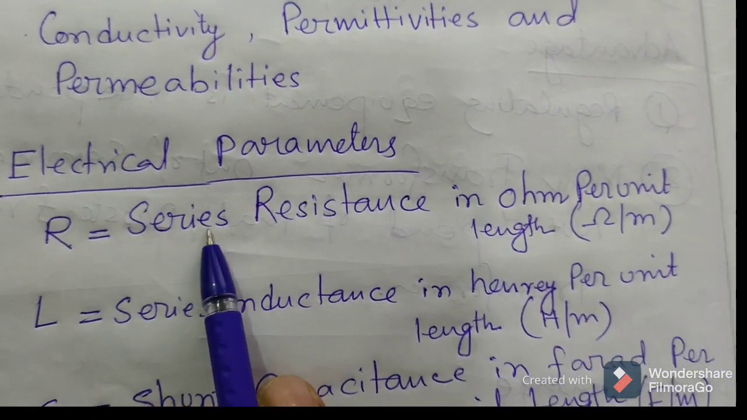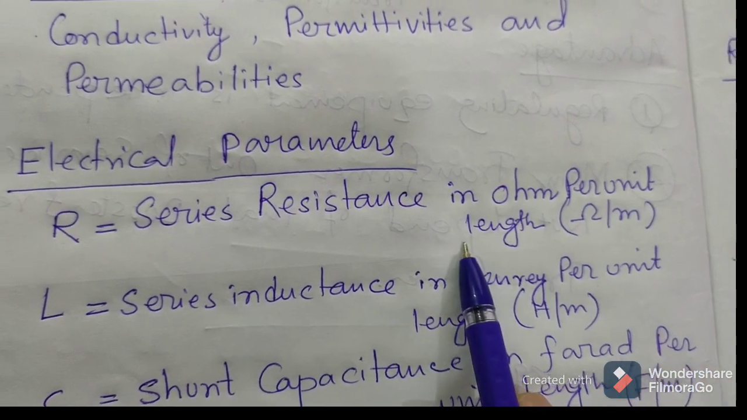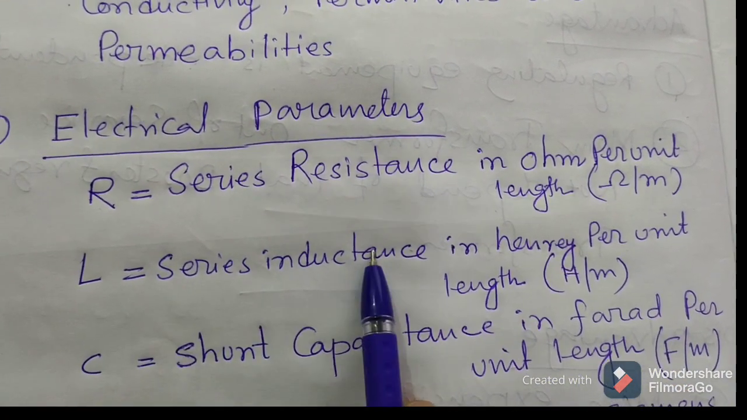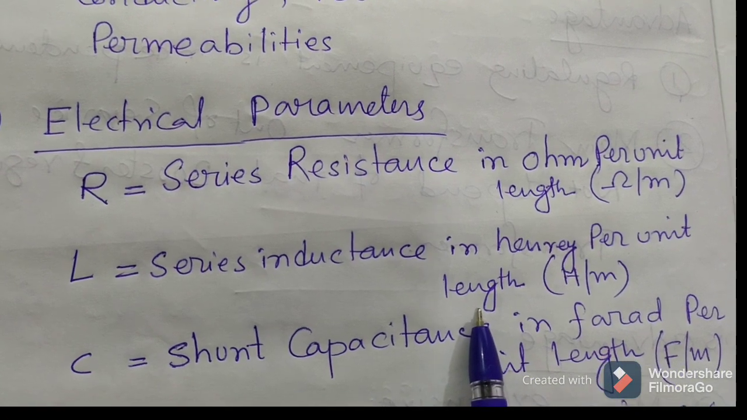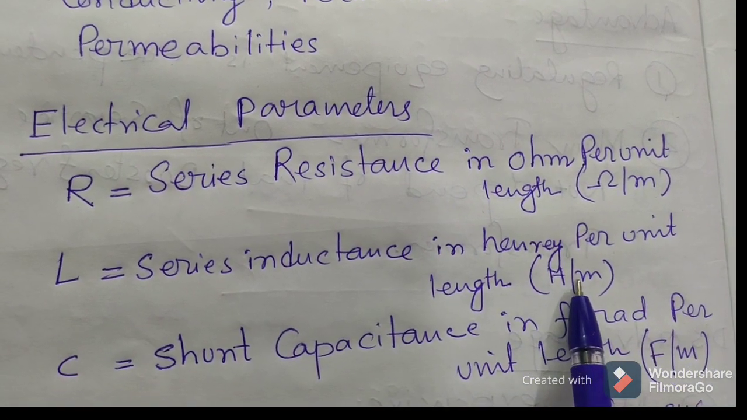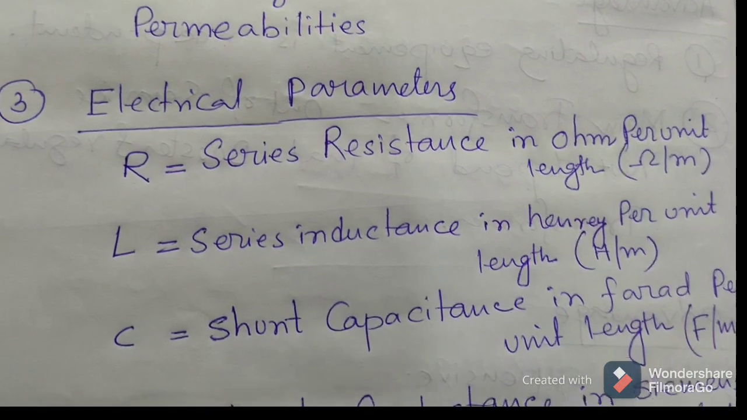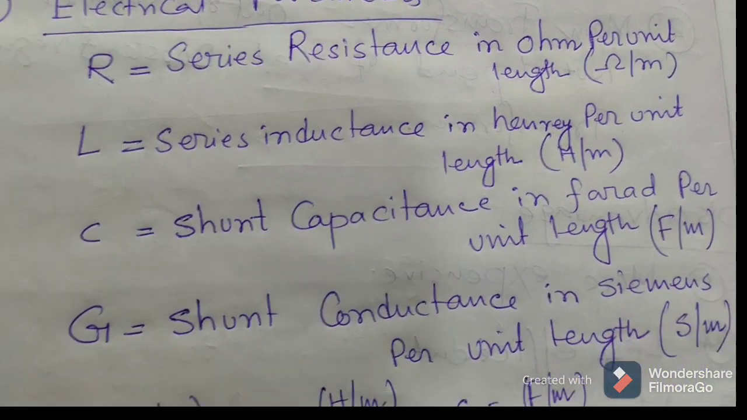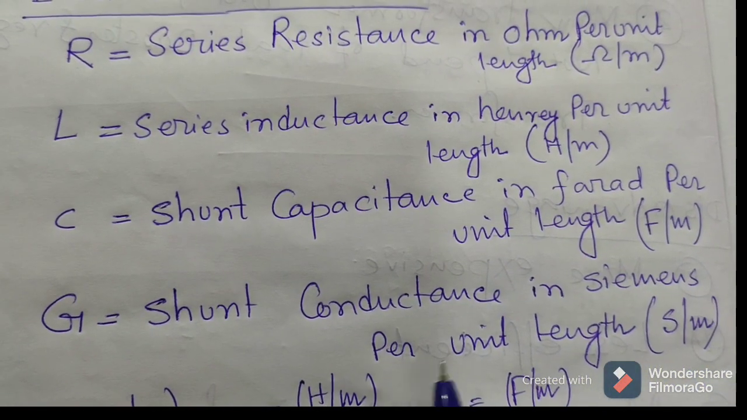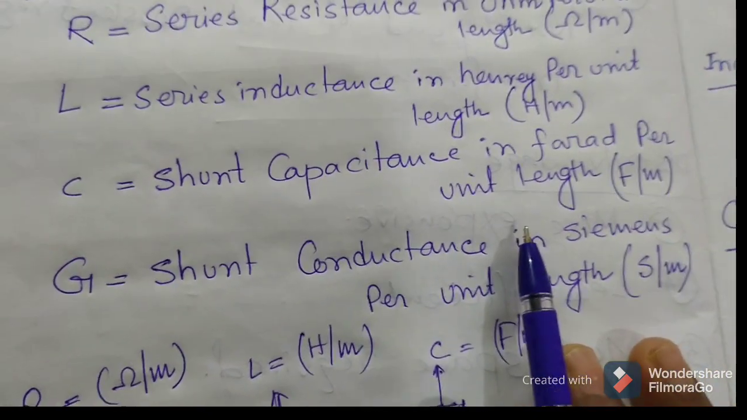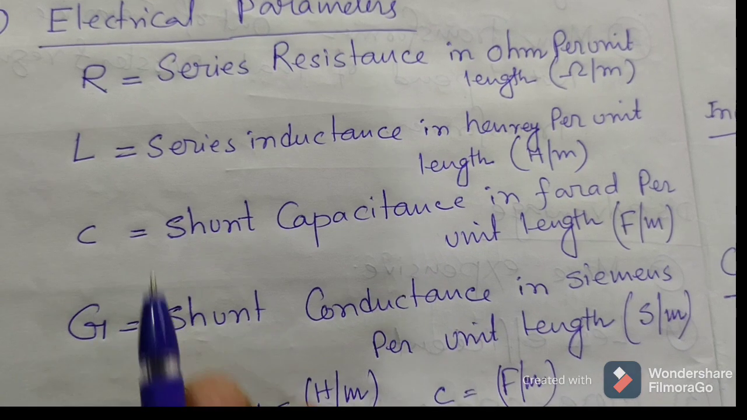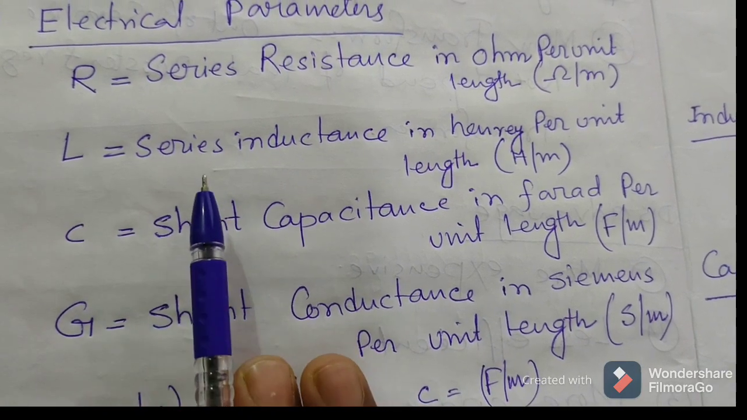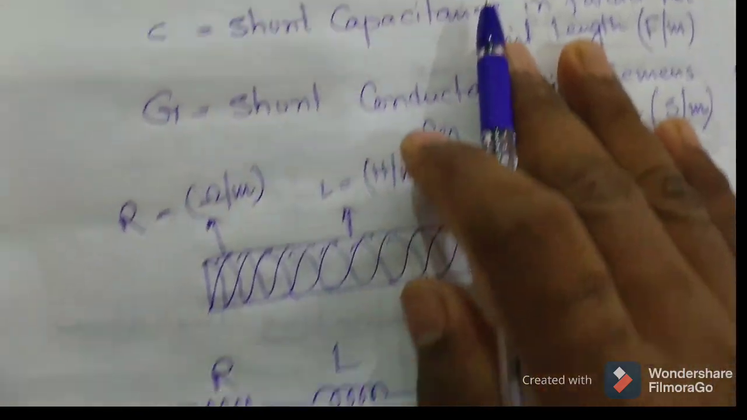So what is R? R is the series resistance in ohm per unit length, that is ohm per meter. L is the series inductance in Henry per unit length, H/m, Henry per meter. C is the shunt capacitance in Farad per unit length, Farad per meter. G is the shunt conductance in Siemens per unit length, S/m. If we discuss the electrical parameters, these four parameters are present here, and R, L and C are the most important parameters of the electrical systems.